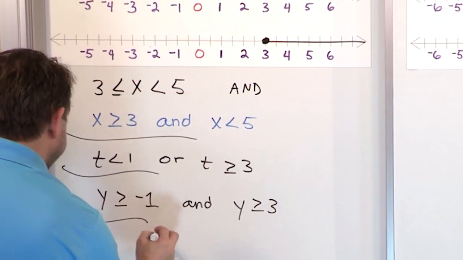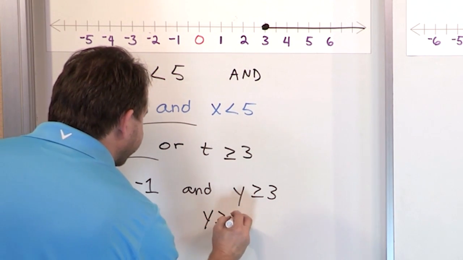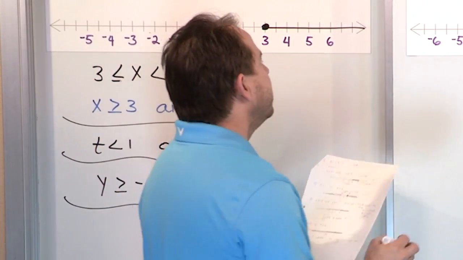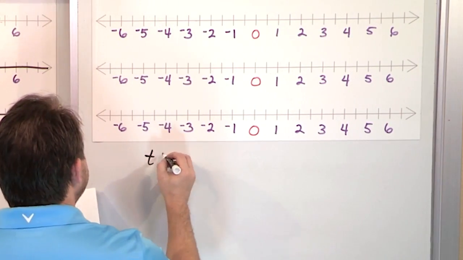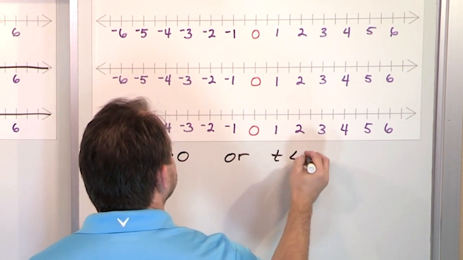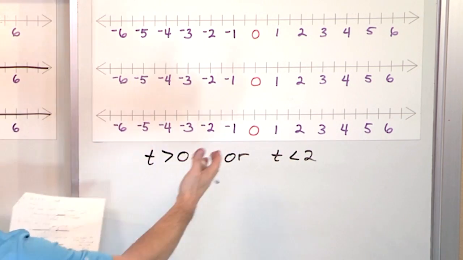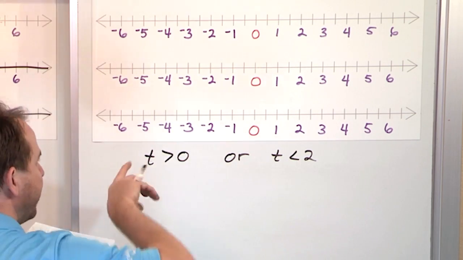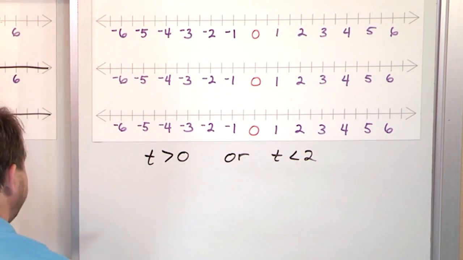Okay, so the actual solution to this guy is y is greater than or equal to 3. That is the actual solution of this inequality. Now let's take another one. Let's say we have t greater than 0 or t is less than 2. Because it's an or, we know we can't write it as a double-headed inequality, and we know that it's going to form generally a left-hand and a right-hand shaded region.